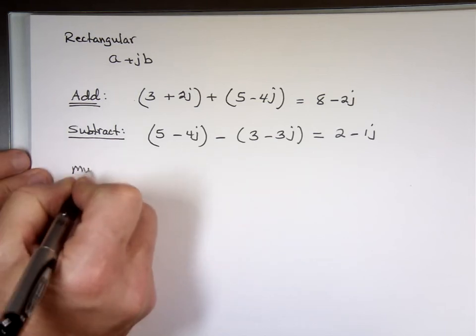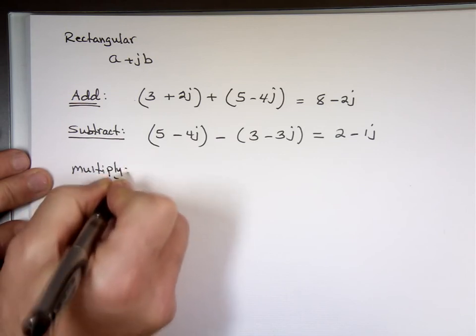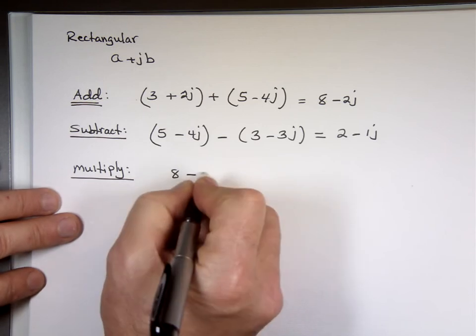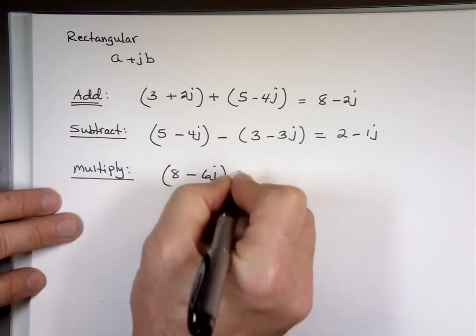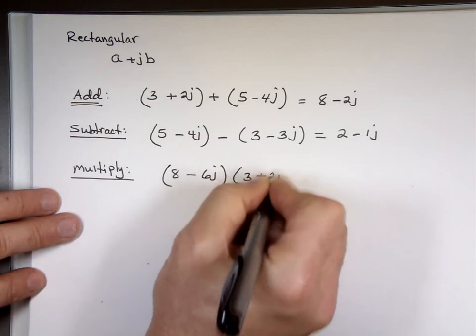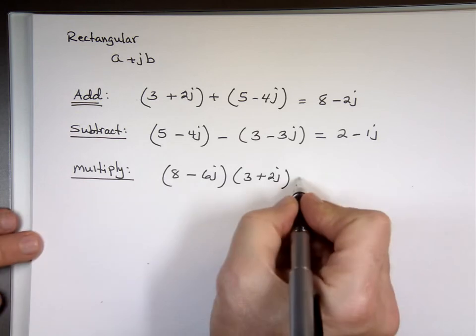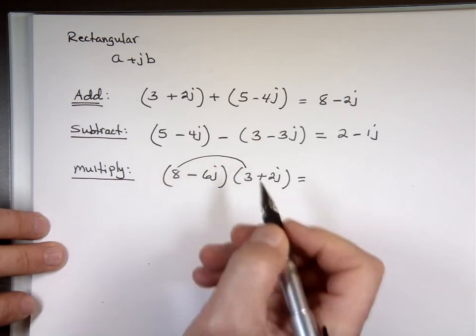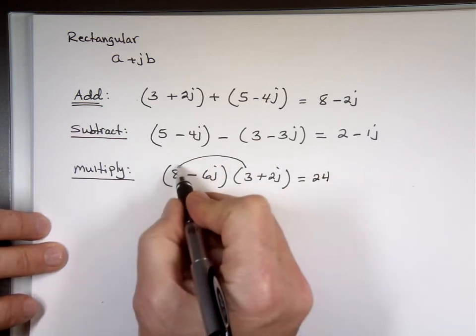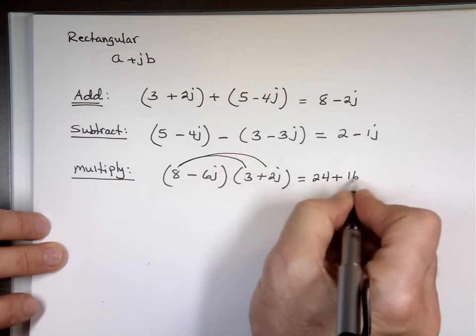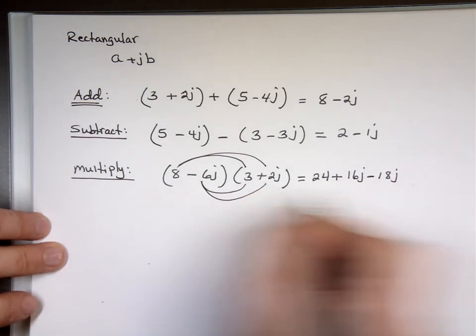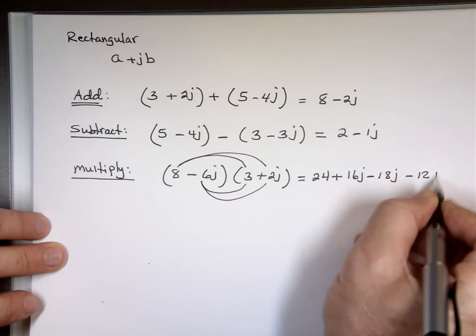Multiply. Let's see how we multiply complex numbers. 8 minus 6j times 3 plus 2j. This one, you're going to use the FOIL method. You're multiplying two binomials, basically. 8 times 3, 24, plus what? 16j, minus 18j, minus what? 12j squared.